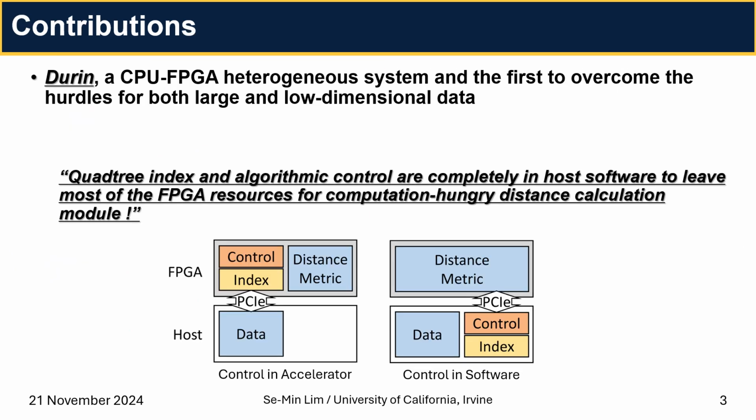To overcome these hurdles, we present Durin, the first CPU-FPGA heterogeneous system architecture solution for both large and low-dimensional data. Before discussing Durin's specific contributions, I wanted to underline that, as you can see in this figure at the bottom of the slide, Durin completely implements the quadtree index and algorithmic control in host software to leave most of the FPGA resources for computation-hungry distance calculation.